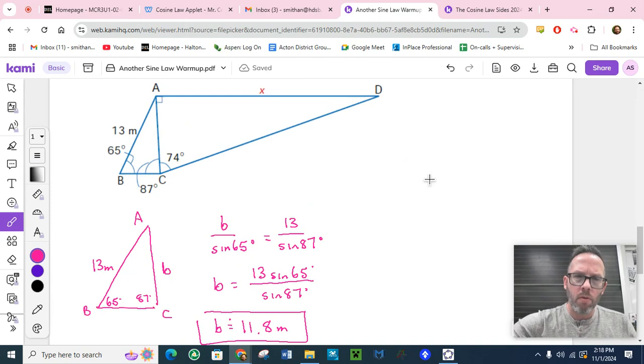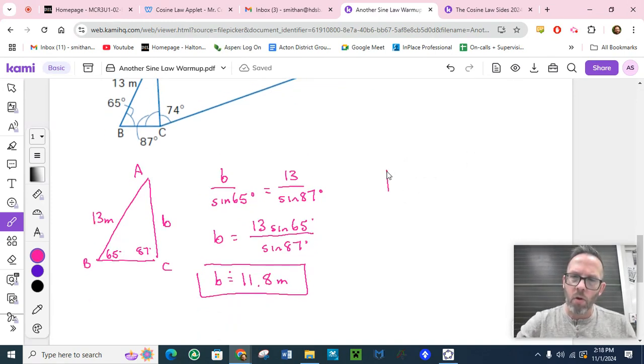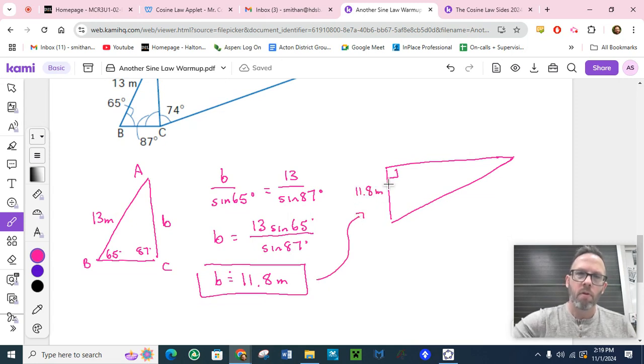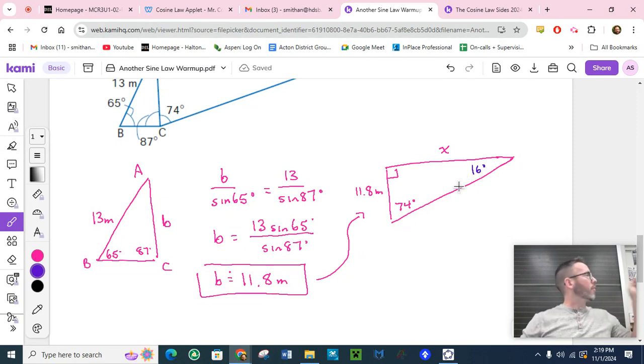And then can we use SOHCAHTOA or the sine law for this one? Let me just redraw this one out too. So that's a right angle. This is 11.8 meters. This angle is 74 degrees. And we're finding x. Did anyone use the sine law for the second part? If you like the sine law, then just use the sine law. Hopefully you found this third angle though, because that makes a side angle pair with 11.8.